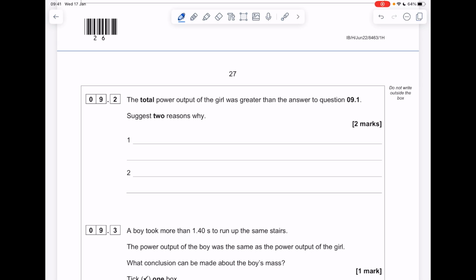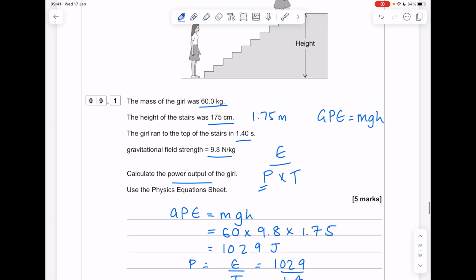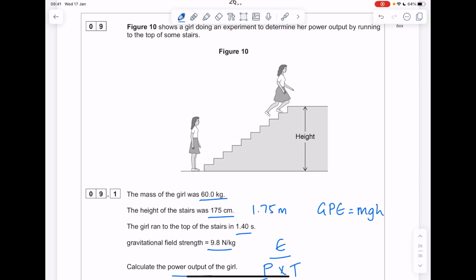So why did she need to put out more power? Well, first of all, energy could be transferred as thermal energy to the surroundings. And secondly, it's not enough that she's just increased her potential energy by going up the stairs. She'll also have had to increase her kinetic energy.